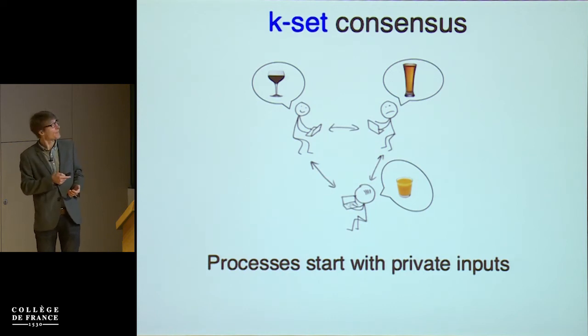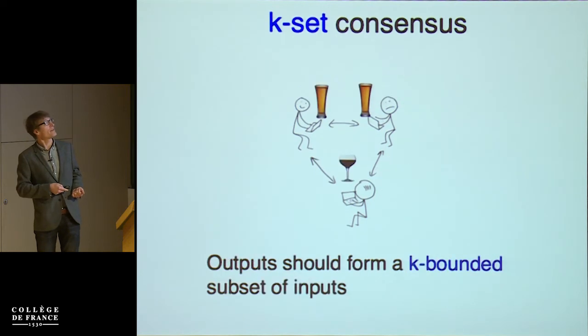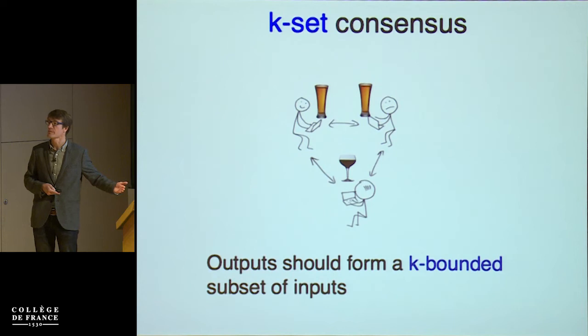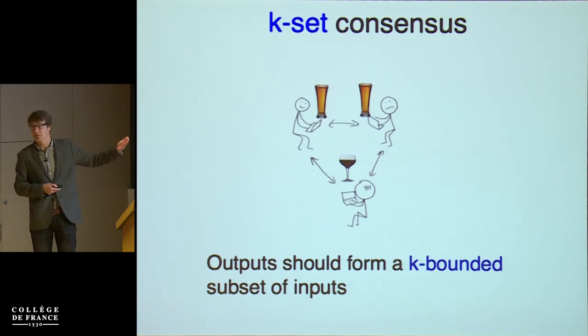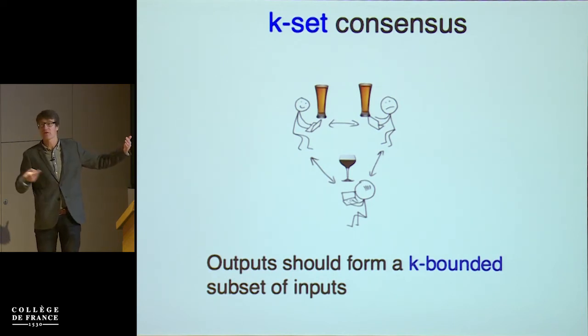So, for example, we decide what to drink tonight, and we have different proposals. 3 processes propose different values, and at the end, they choose 2 of them. They eliminate one of the proposals. This is an example of 2-set consensus. Okay, so starting with 3 values, we decide on 2 in total.